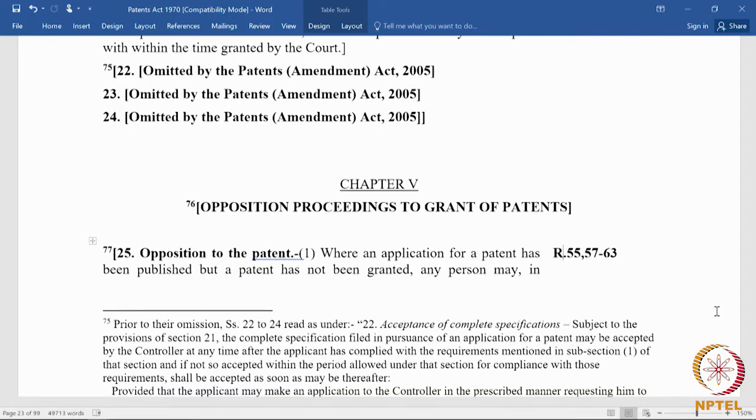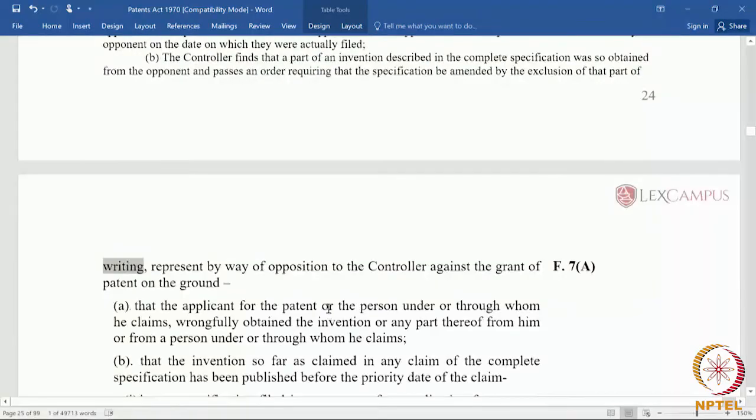In fact, the Act only says in writing. You saw 25(1): it says any person may in writing. The in writing tells us that the opposition should be a statement of opposition, but before 2016 there was no particular form to be used. The 2016 amendment has introduced Form 7A. So, henceforth, after the 2016 amendment, any pre-grant opposition has to be filed in this form. That is the detail, and the only rule that governs pre-grant opposition is Rule 55.